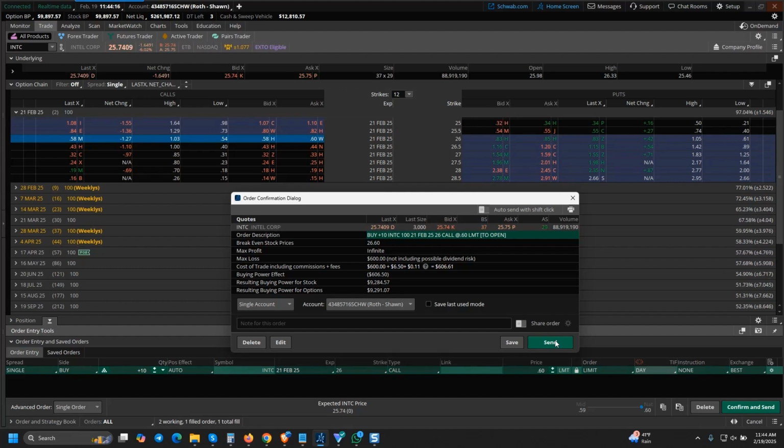This is how to buy a stock option using ThinkOrSwim connected to your Charles Schwab account. I hope this has been helpful, and I wish you success in your investments.